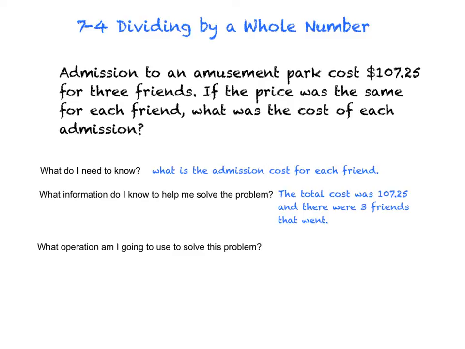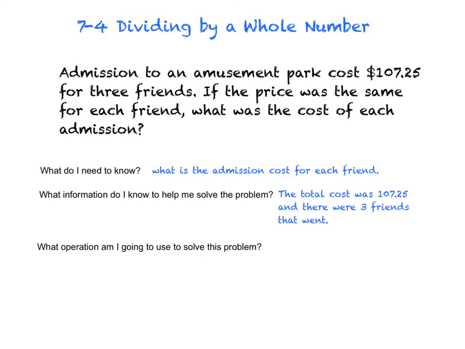I'm not going to add because I'm trying to figure out how much it costs each person. So adding is just not going to work because it doesn't make sense. I can subtract, I guess, but subtract what? If I subtracted $107.25 minus 3, that would give me $104.25. So subtraction's not going to work.